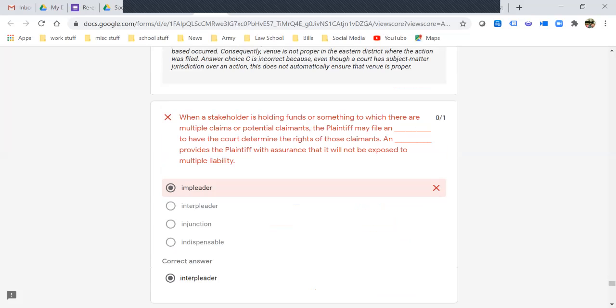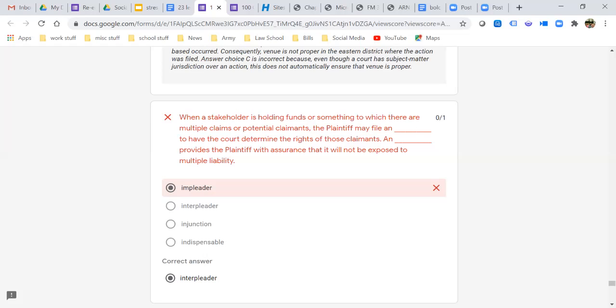Interpleader. Interpleader is when a stakeholder is holding funds or something to which there are multiple claims or potential claimants. The plaintiff may file an interpleader to have the court determine the rights of those claimants. An interpleader provides the plaintiff with assurance that it will not be exposed to multiple liability. So that's interpleader.